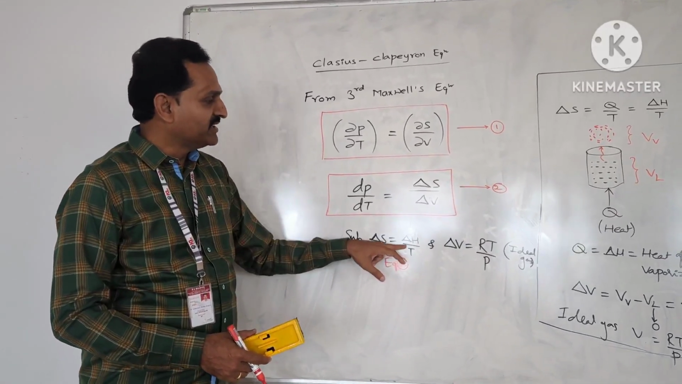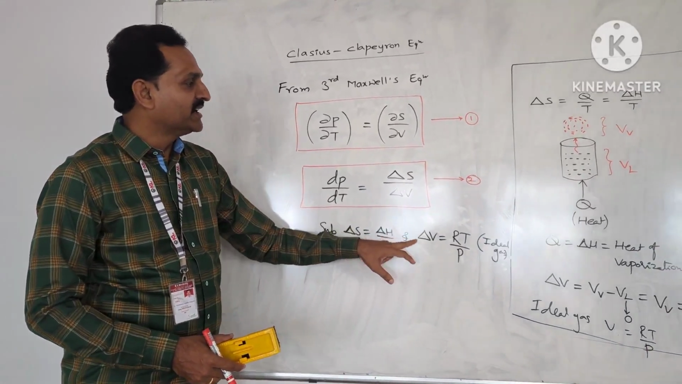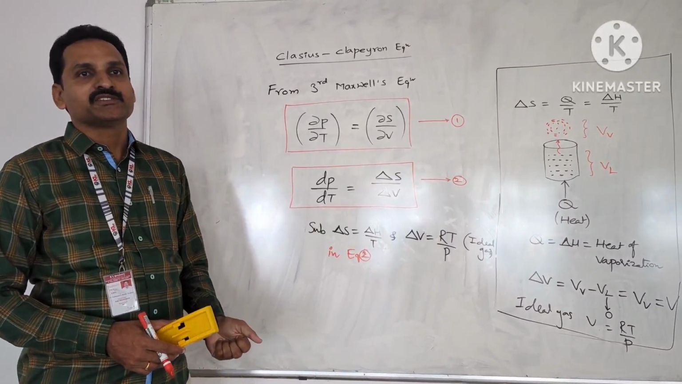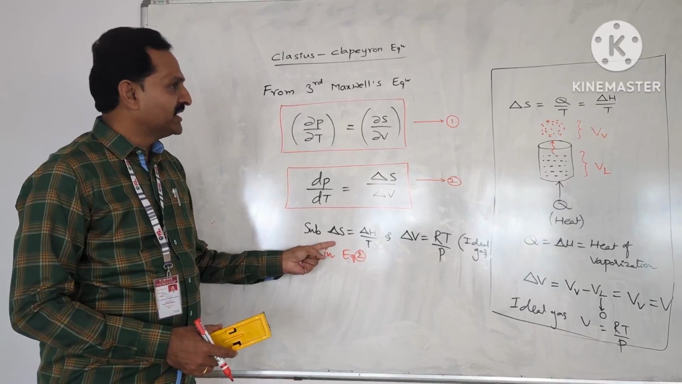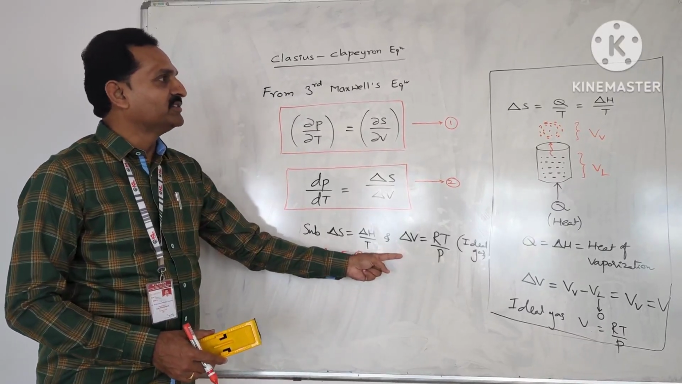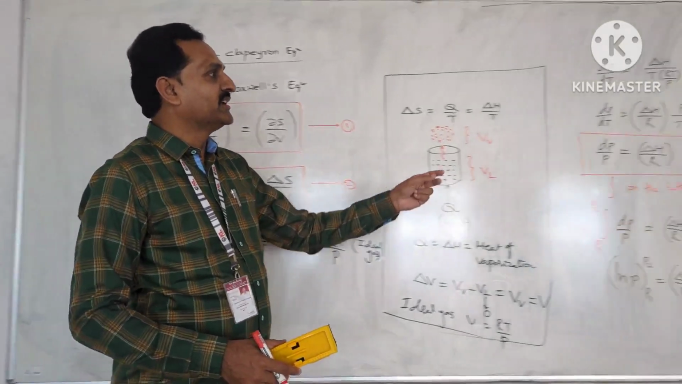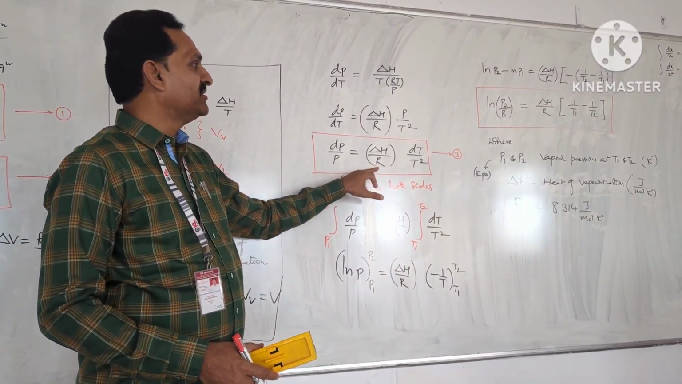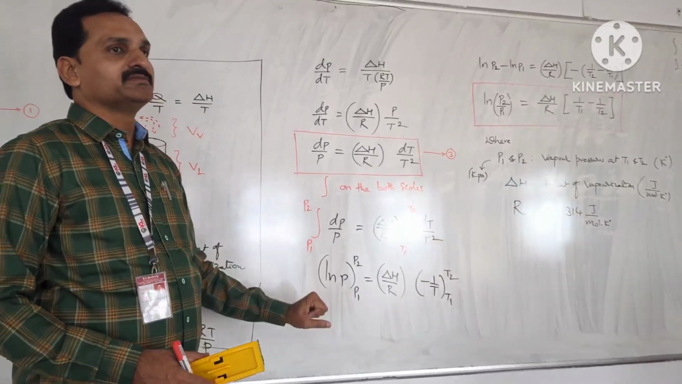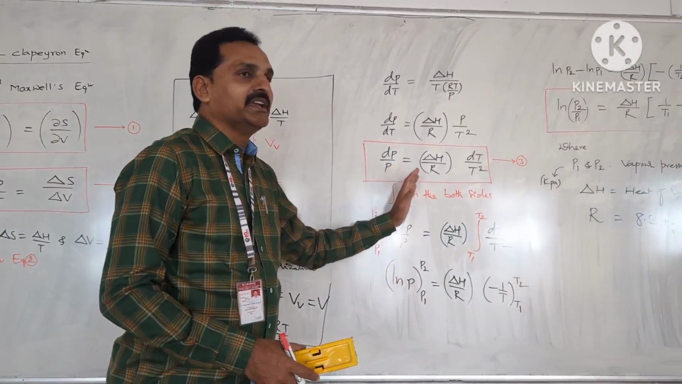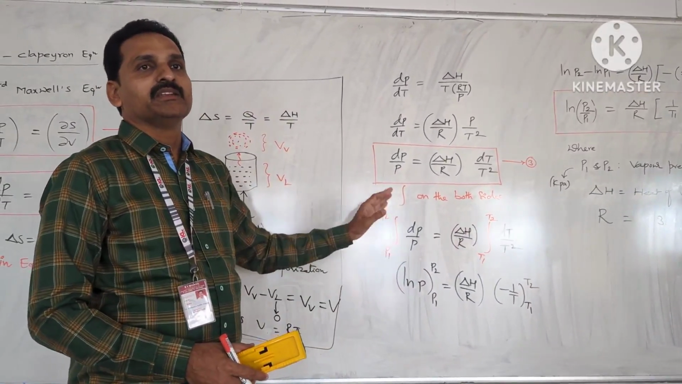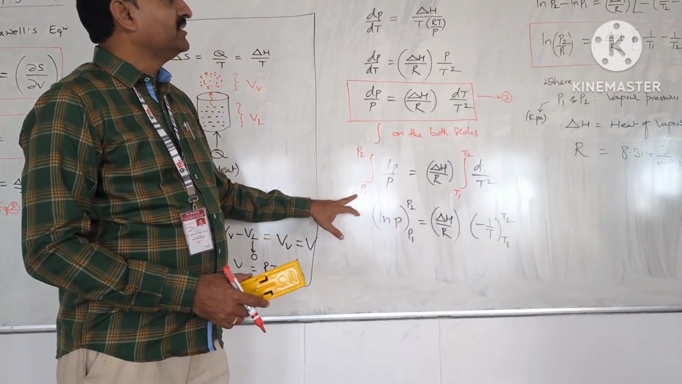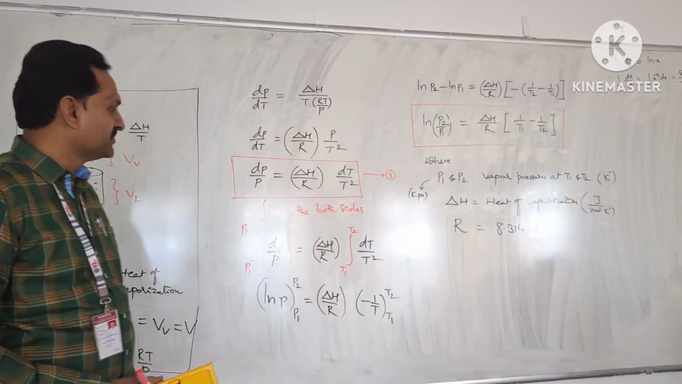where ΔS is equal to ΔH/T and ΔV is equal to RT/P if it obeys the ideal gas conditions. Substitute ΔS and ΔV values in equation 2, we will get equation 3: dP/P is equal to ΔH/R times dT/T². So upon integration, just apply the integration on both sides, we can get the final Clapeyron equation.